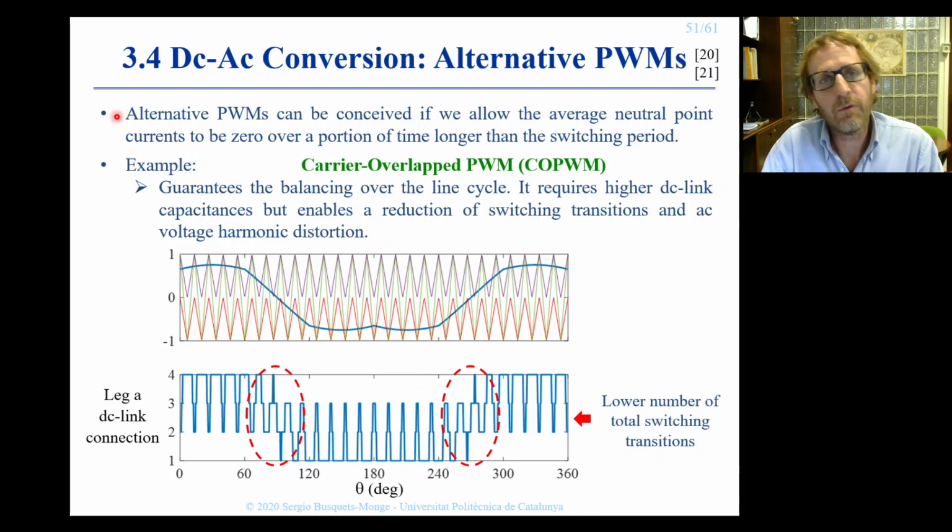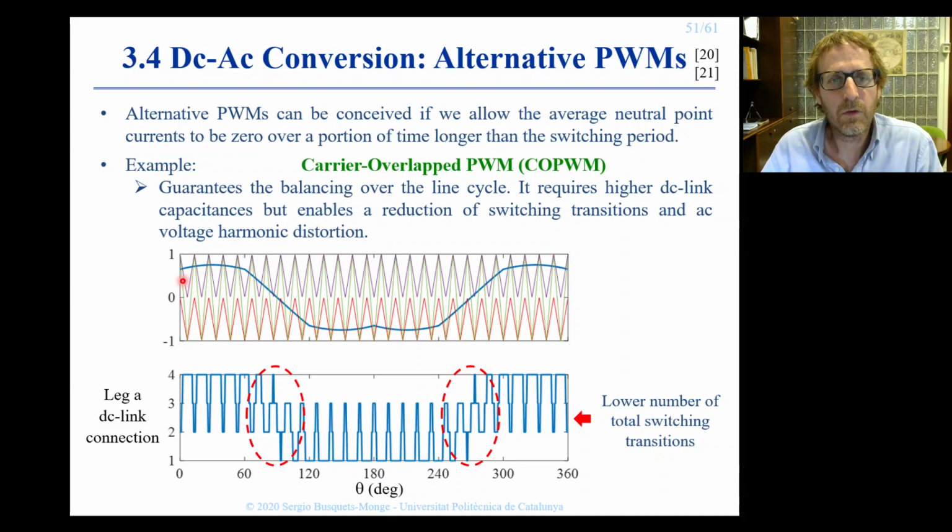We can relax the constraint on the neutral point currents, and instead of forcing it to be zero on average over the switching cycle, we can force it to be zero over a longer portion of the line cycle. And by doing this, we will be able to get some advantages regarding harmonic distortion and number of switching transitions. This is the case of the so-called carrier overlap pulse width modulation, which is a modulation strategy defined for the 4-level case.